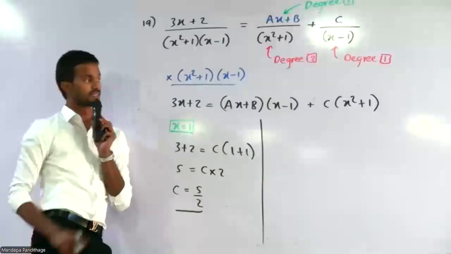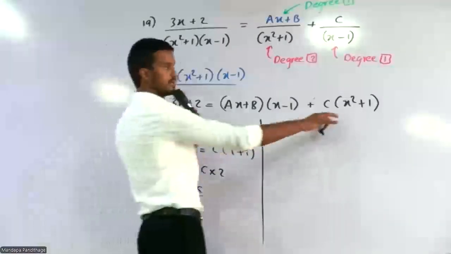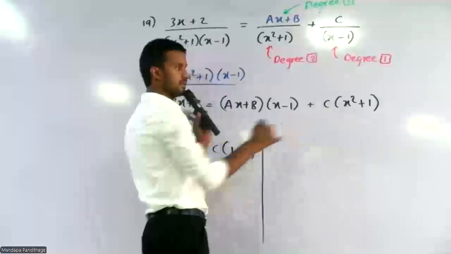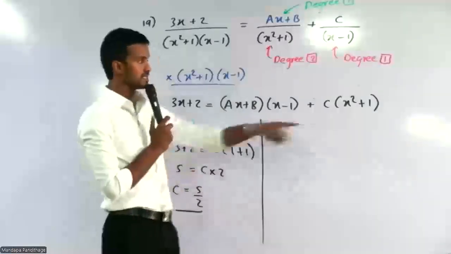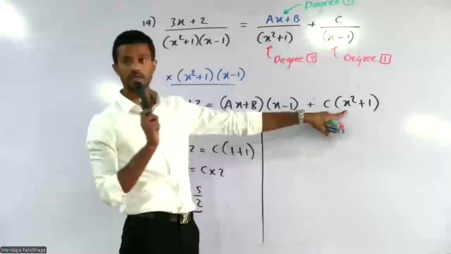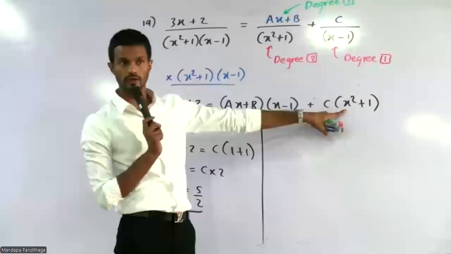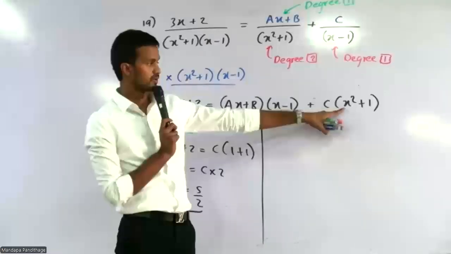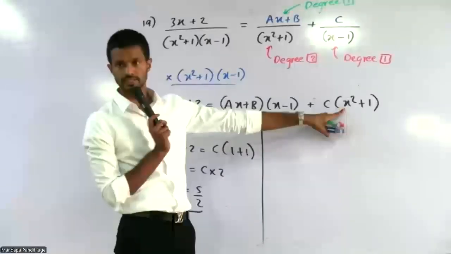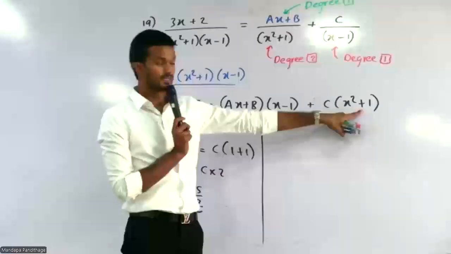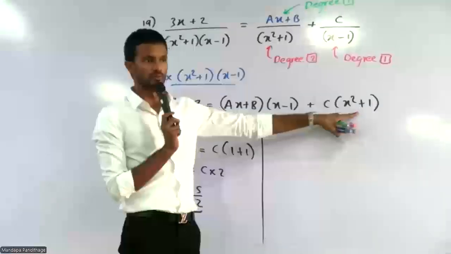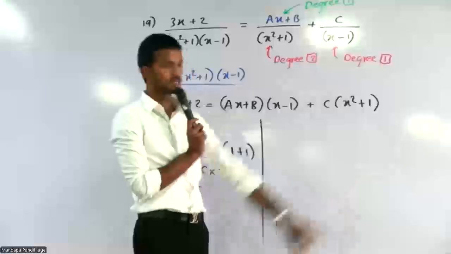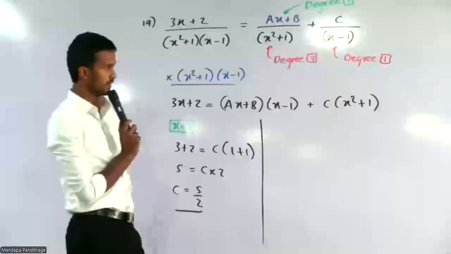Next, if you try to make this factor 0, you know this can't be 0 because of x squared. Whatever value you substitute for x squared, it becomes positive. So when it is positive, this plus 1 never becomes 0. So there's no possibility of making this 0.